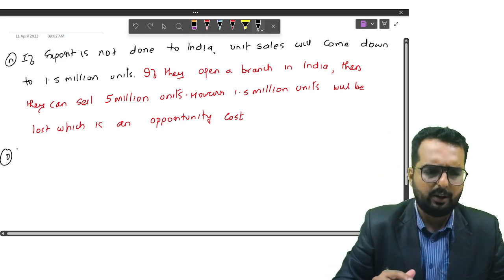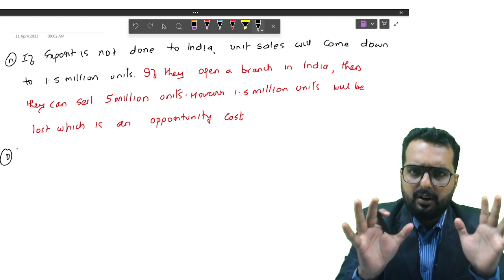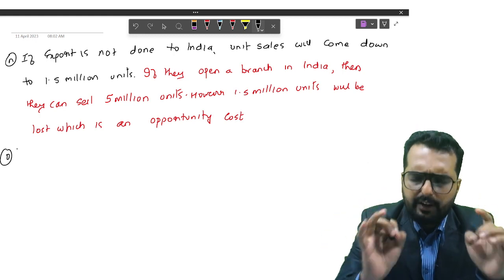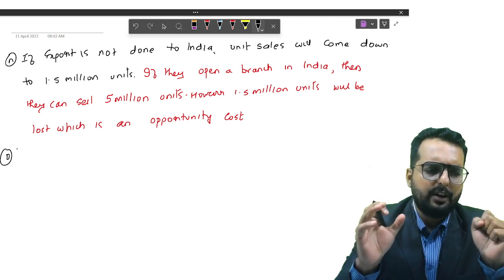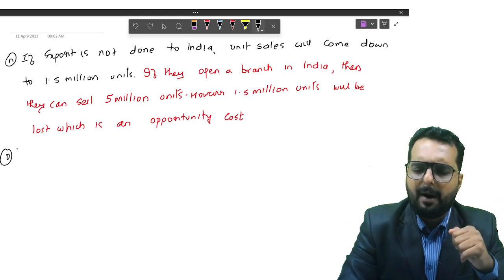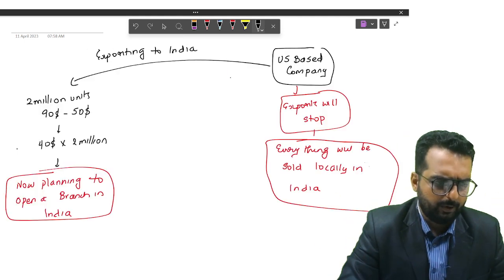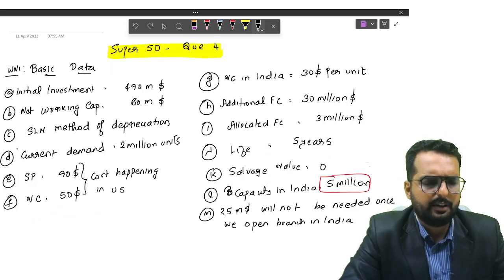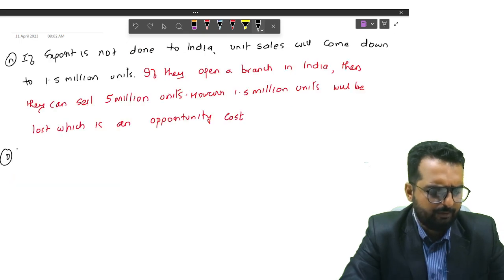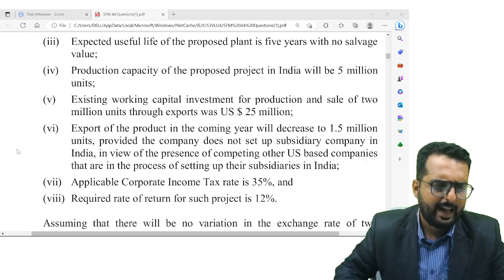Alright, this sentence is very crucial. Friends, when you get a question like this, basic data is very, very crucial. Write it down properly, understand properly. Once you have a grip on the basic data, the remaining parts become very, very easy for all of you. Okay, so now I'll just come over here. I think we are done with the basic data almost. We have some more information. Tax rate.